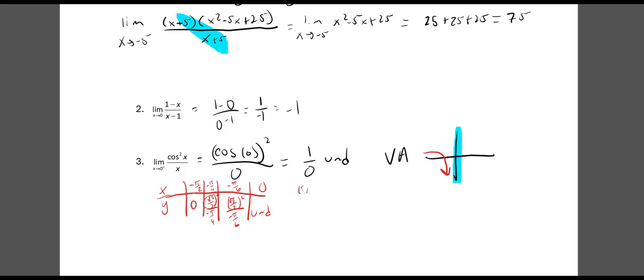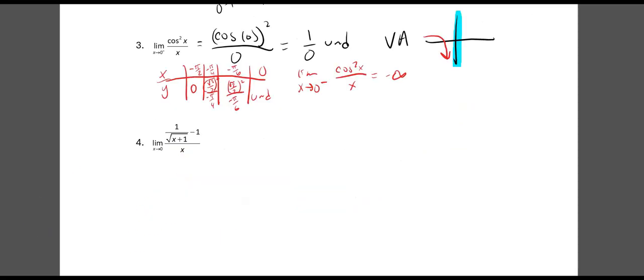So I answer here the limit as x goes to 0 from the left of cosine squared x over x is negative infinity. One other thing I want to point out to you is that this is the same thing as this. All right.